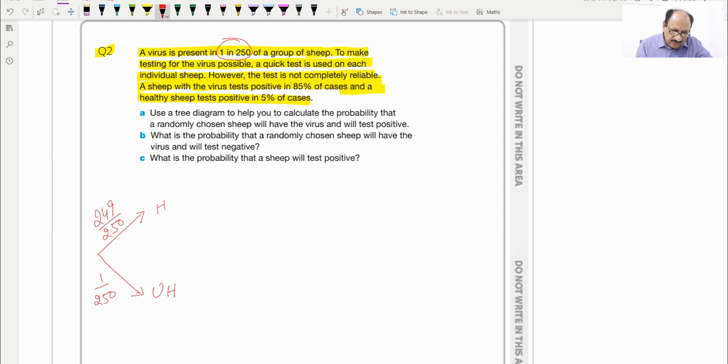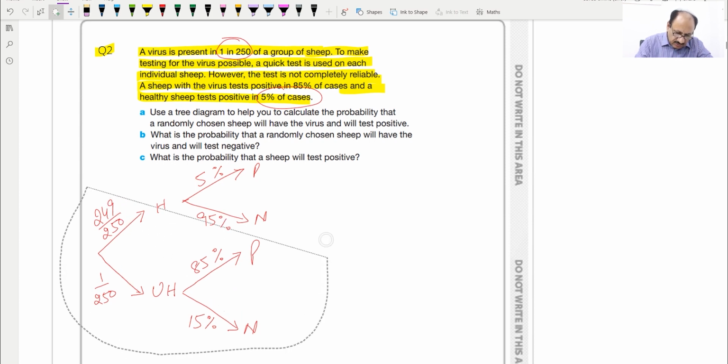Then we can take 85%: if sick, meaning this one, there is an 85% chance that it is positive, and negative will be the remaining 15%. And for this case we can take positive and negative, and they have mentioned 5% cases, so 5% will be positive and the remaining 95% will be negative in this case.